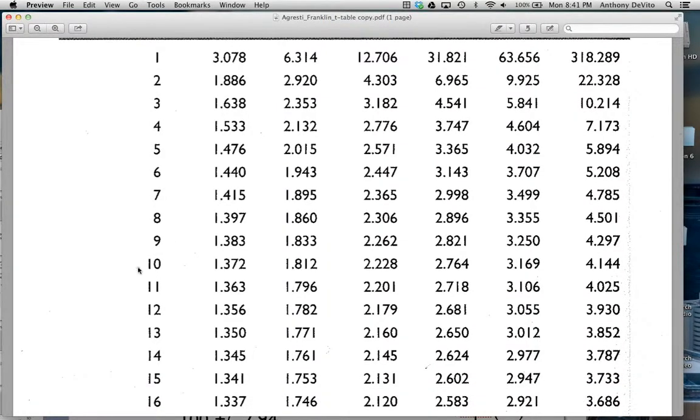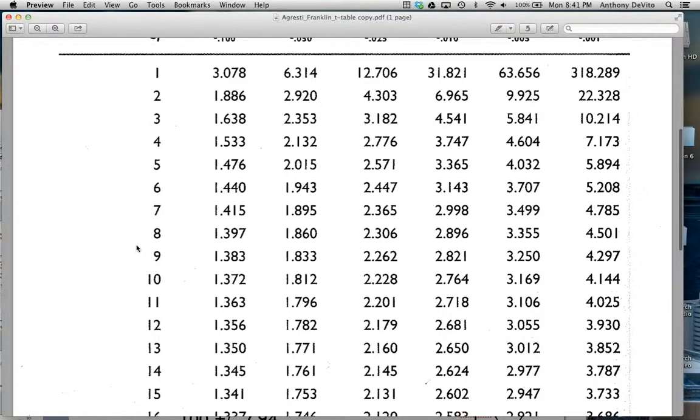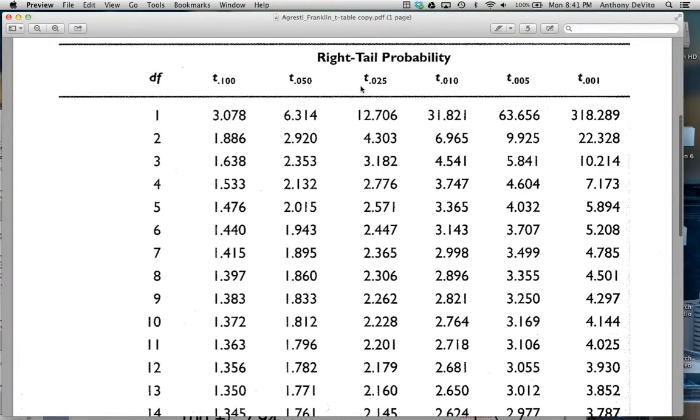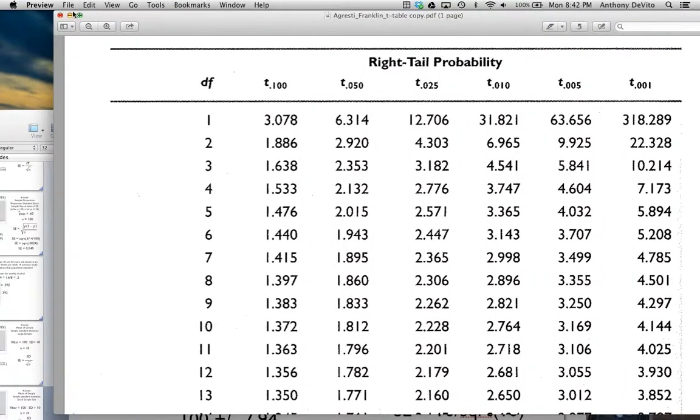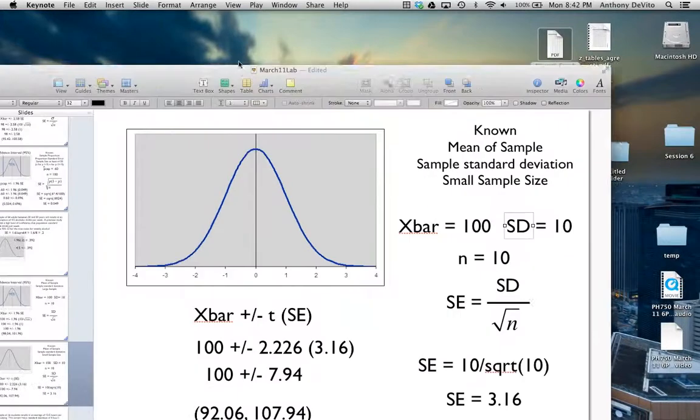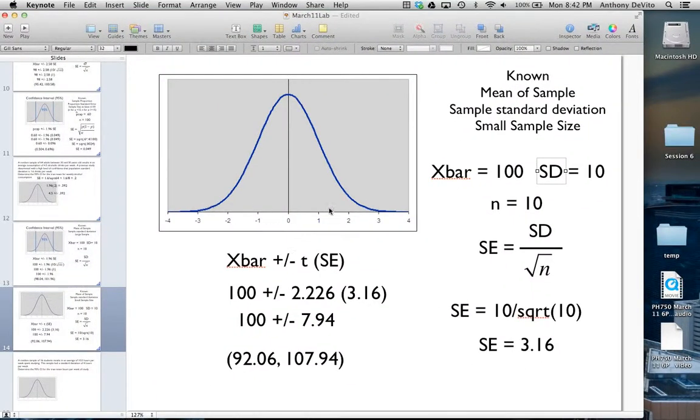Okay, so in our case, we have a sample size of 10. So we're going to use the line for 9 degrees of freedom. And the 95% confidence interval for 9 degrees of freedom would be represented by 2.262. Notice that number is bigger than 1.96 for a 95% confidence interval. The reason why that number is bigger is because that's going to give us a wider interval.